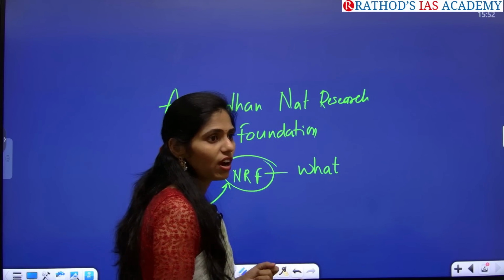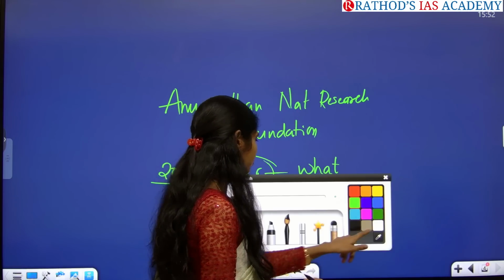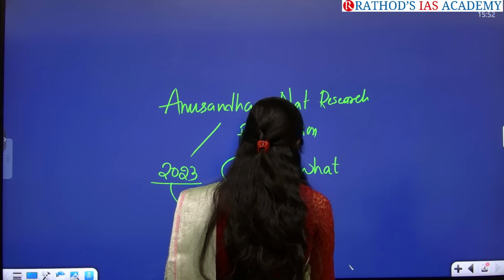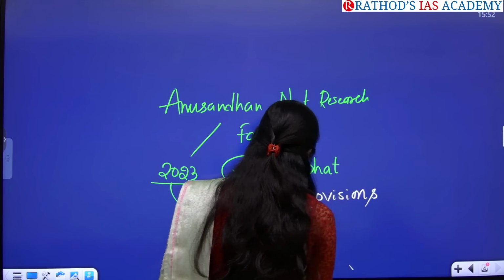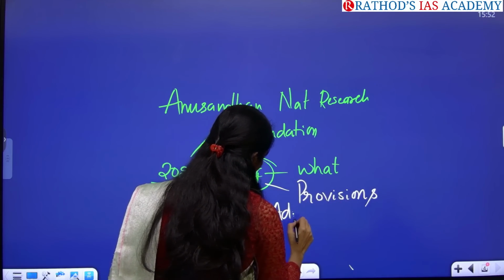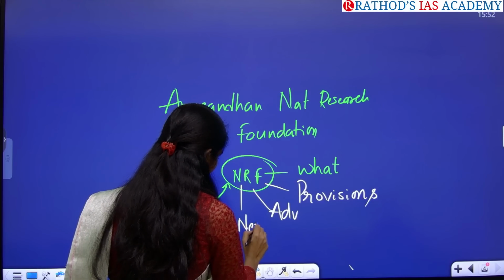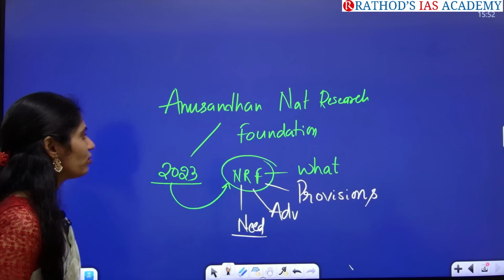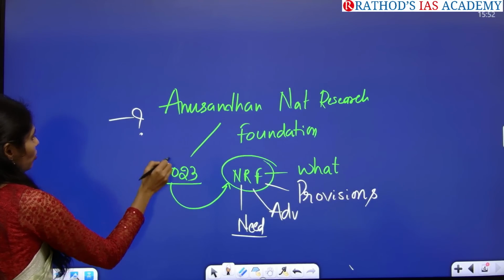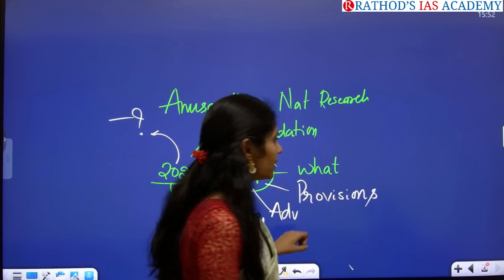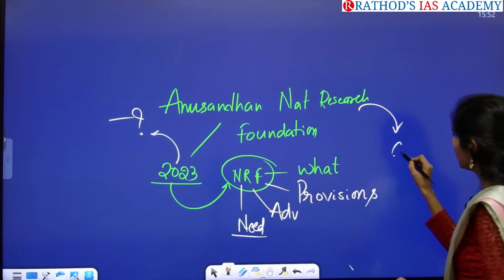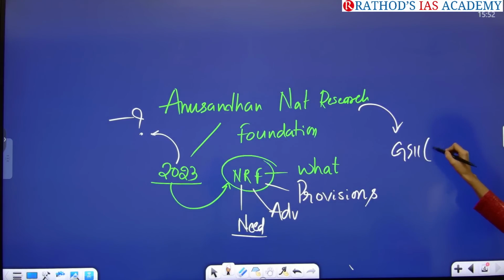Take down what this foundation is about, and you have to see what the provisions of this foundation are, what the advantages of this foundation are and what the need for this foundation is, and even what this act or this bill is talking about. So where can we fit this article? In our syllabus we can fit this article in GS paper 2 under polity and governance.